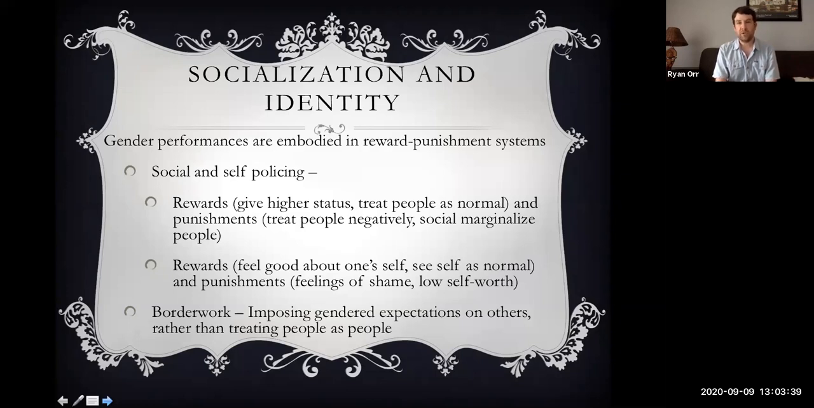And so, when you're not acting like a boy, when you're not acting like a girl, you can be sanctioned, you can be punished. People treat you negatively by how they speak to you. They may make fun of you. They could socially marginalize you. So again, being treated as normal is very rewarding compared to being treated as different and being treated in negative ways. So there's the social policing dimension, but also we can see self-policing.